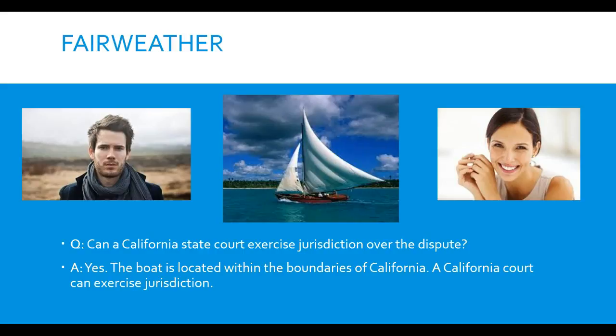A dispute arises between Harry, a resident of California, and Maria, a resident of Texas, over the ownership of a FAIRWEATHER, a sailboat in dry dock in San Diego, California. Can a California state court exercise jurisdiction over the dispute? Yes, it can. The boat is located within the boundaries of California, so a California court can exercise jurisdiction.